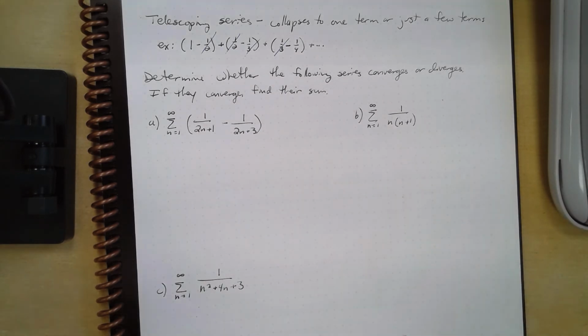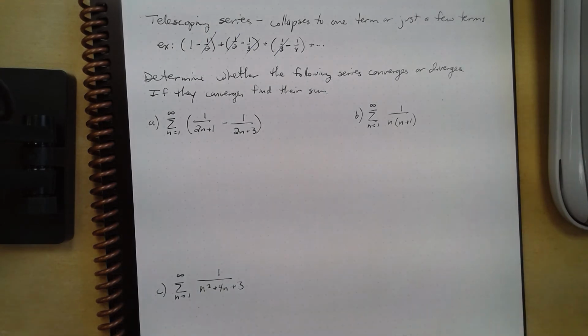So if a series actually collapses to a finite sum, then it converges by the telescoping series test. And the easiest way to do this is just to actually write them out.